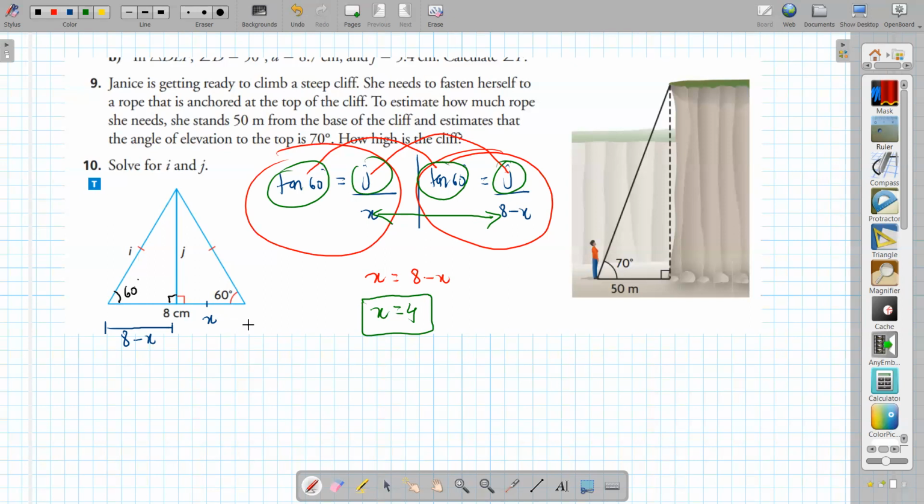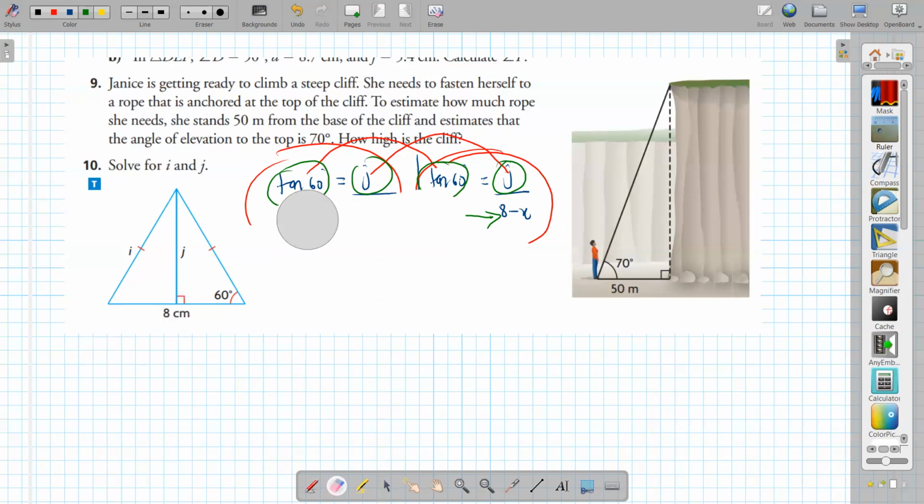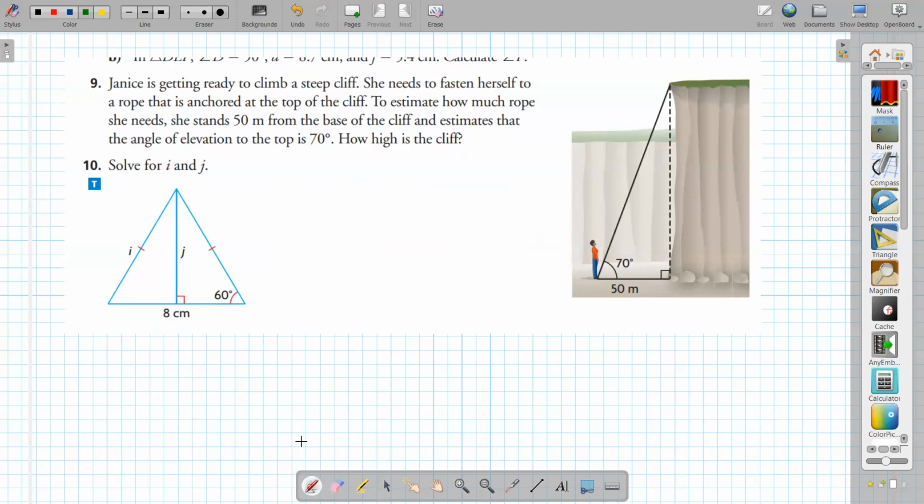So if you're unsure, just do what you can with it. But I think if you have an isosceles triangle, this is called the median line. It's going to cut it in half. So this is 4, this is 4. From here, it's super simple. Tan 60 is j over 4. So j is going to be 4 times tan 60. Plug that in a calculator.